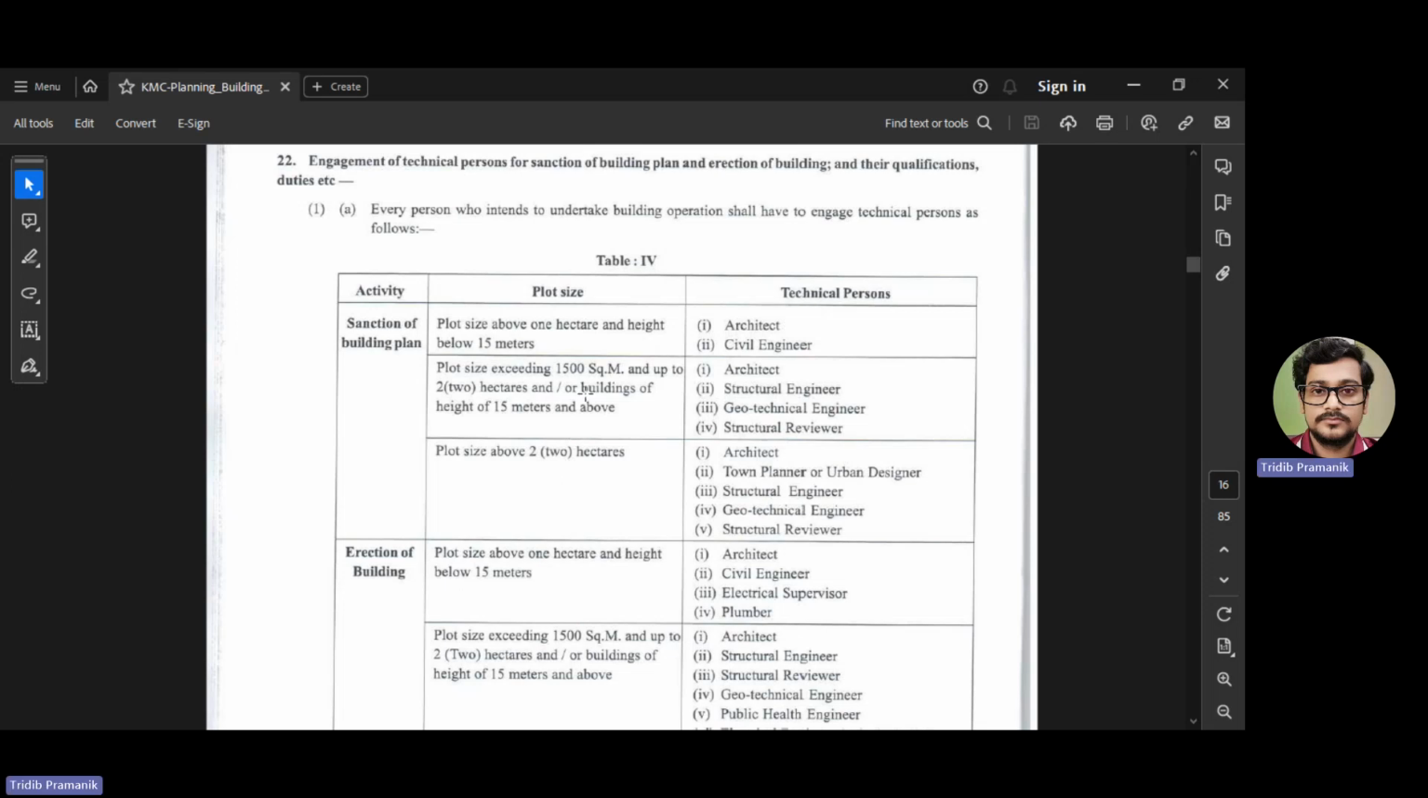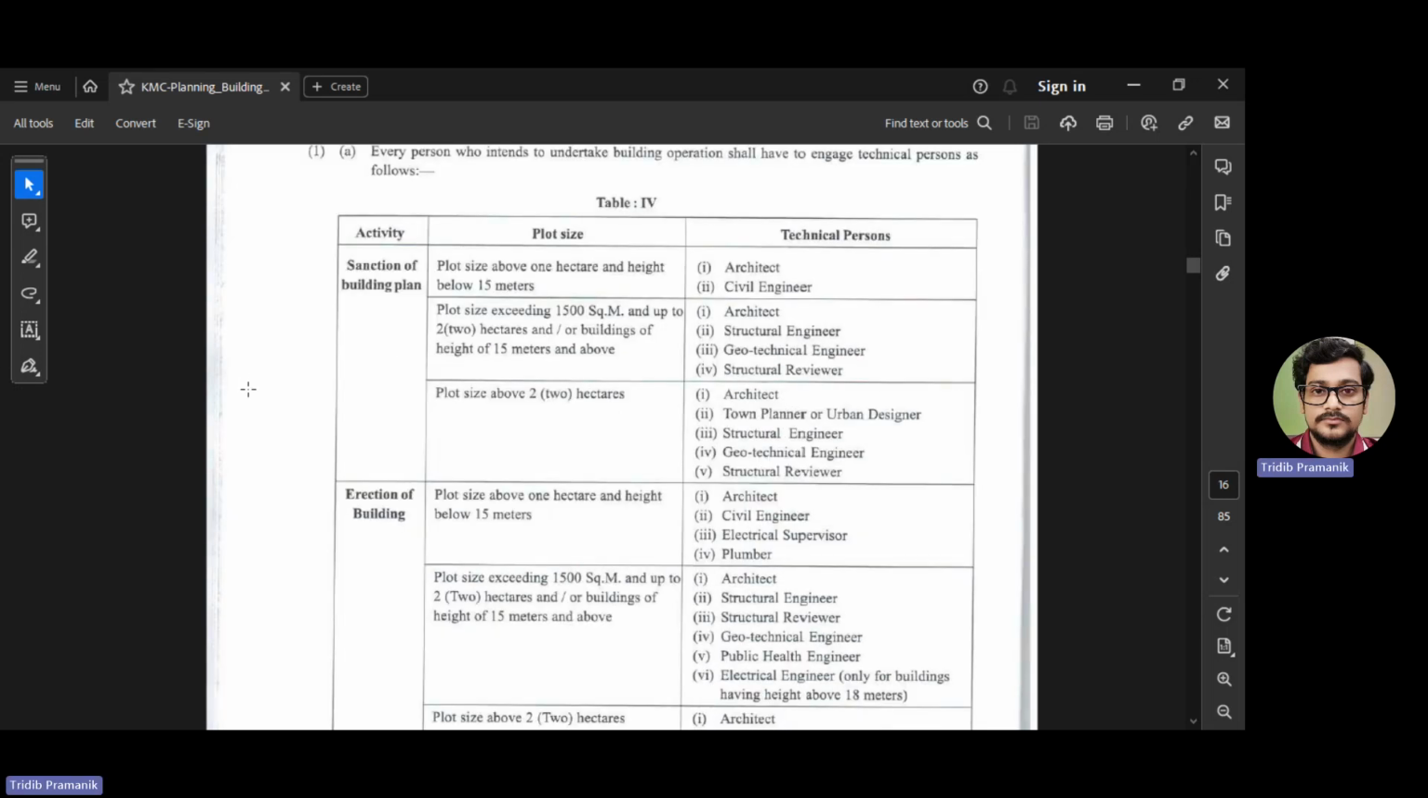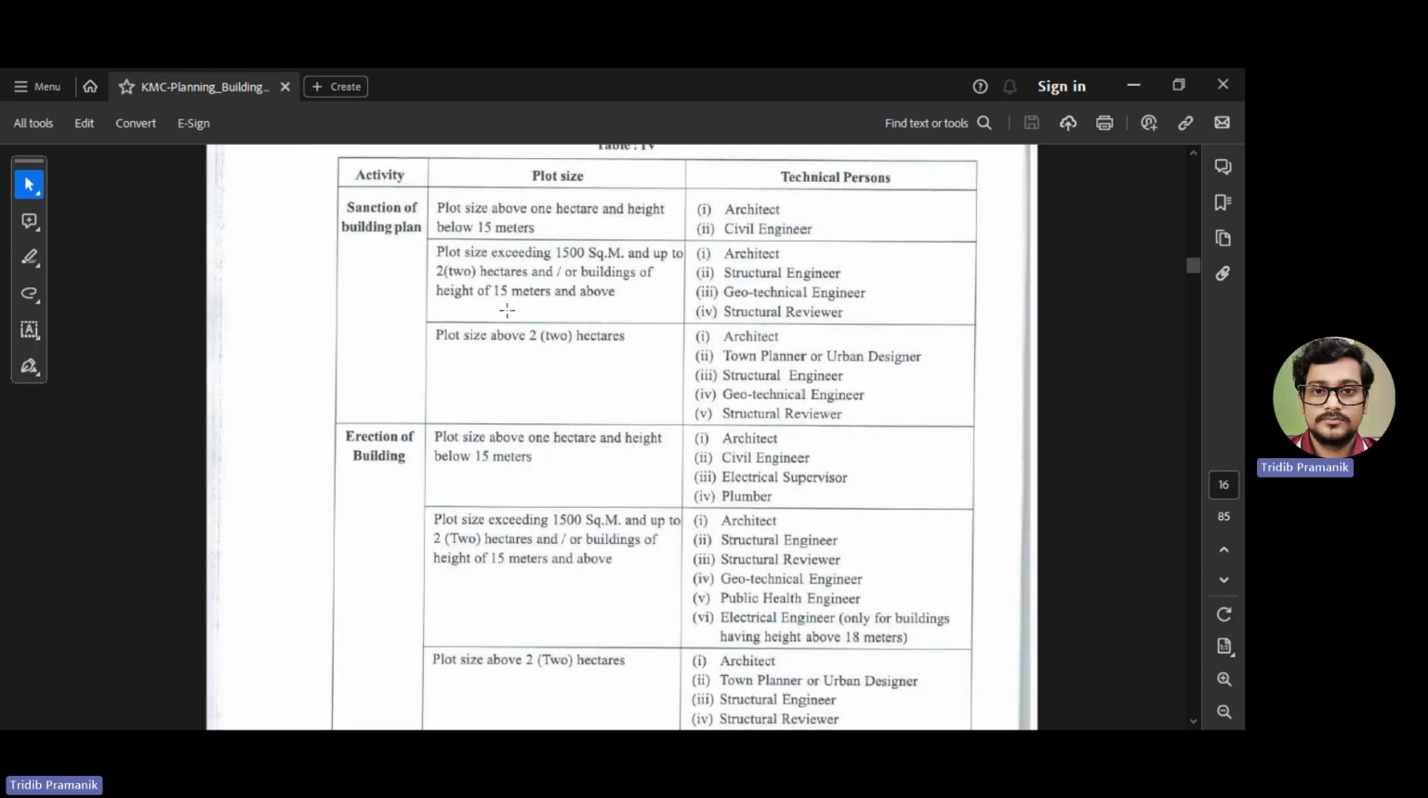In the same way, if the plot size exceeds 1500 square meter and the building height is 15 meter or above, then we need to take the signatures of these four technical persons: architect, structural engineer, geotechnical engineer, and structural reviewer. And for a plot size above 2 hectares, meaning large area construction, we need to take signatures of five technical persons: architect, town planner, structural engineer, geotechnical engineer, as well as structural reviewer. This is for sanctioning of the building plan.